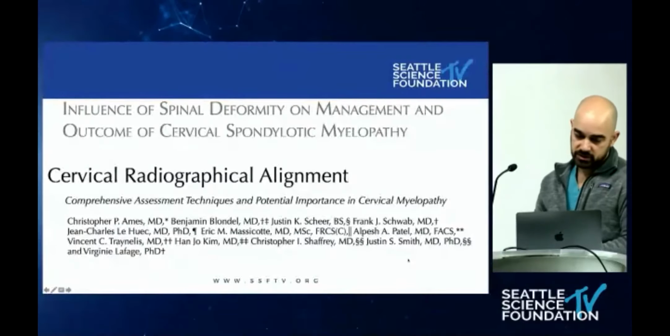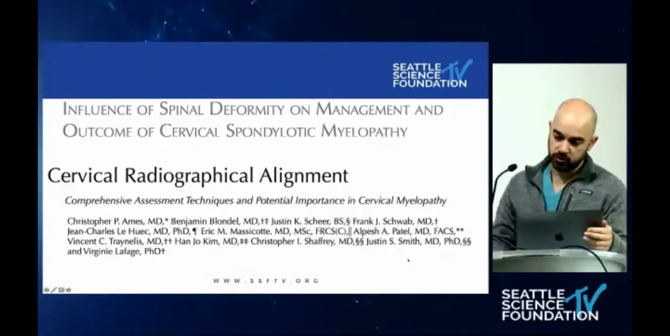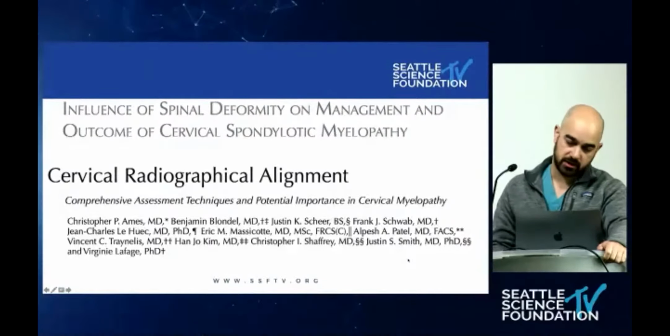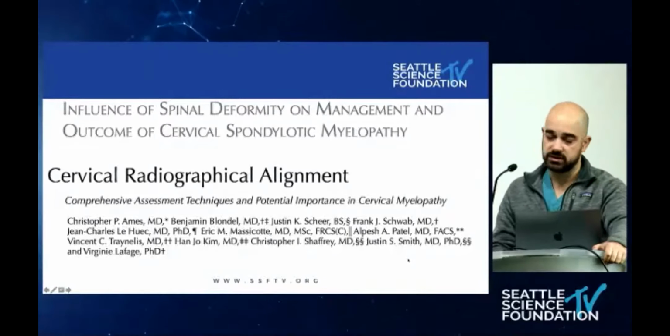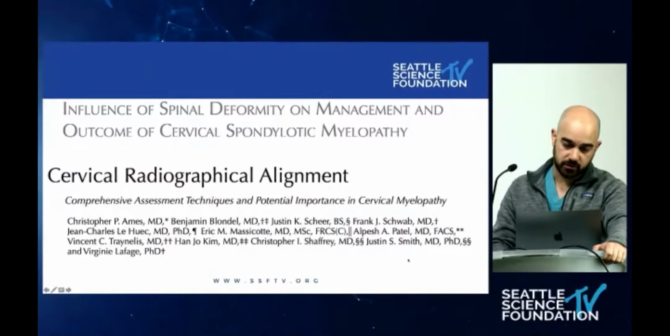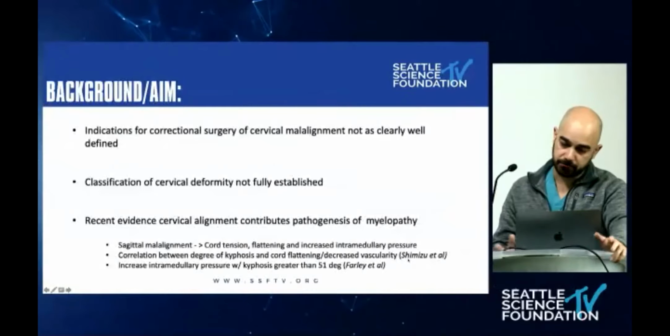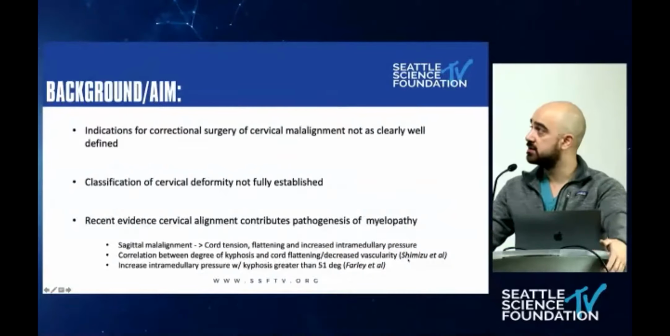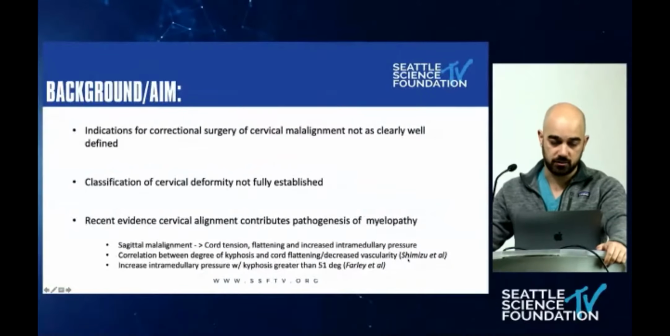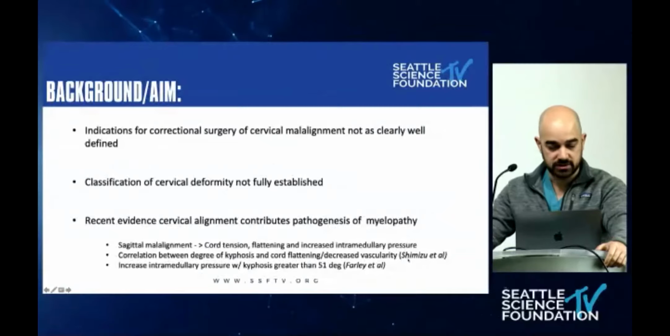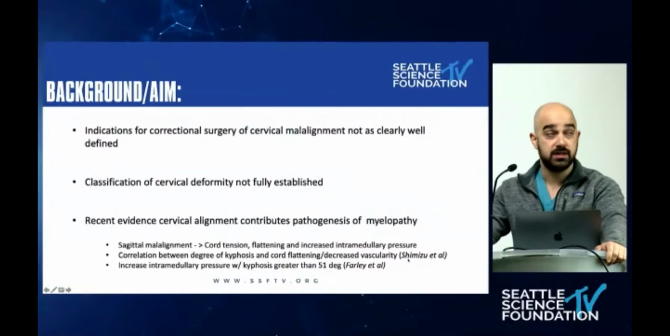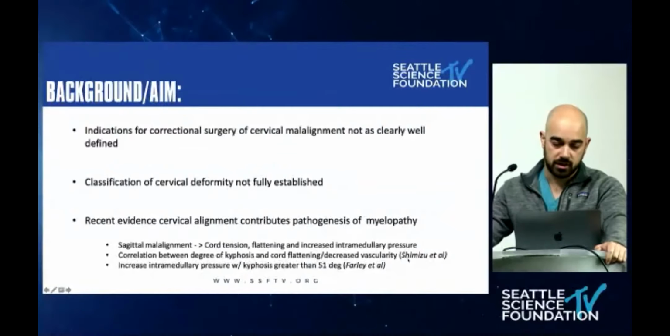All right, as for the paper, this is a narrative review paper that brings together everything everyone else pretty much talked about, and it goes through multiple different studies on this topic of cervical radiographical alignment. As others mentioned, the indication for correctional surgery of cervical malalignment is not as clearly defined as it is with the thoracolumbar spine. Classification is lacking, and there's some recent evidence that shows that aside from progressive stenosis, the deformity itself can be a cause of myelopathy.